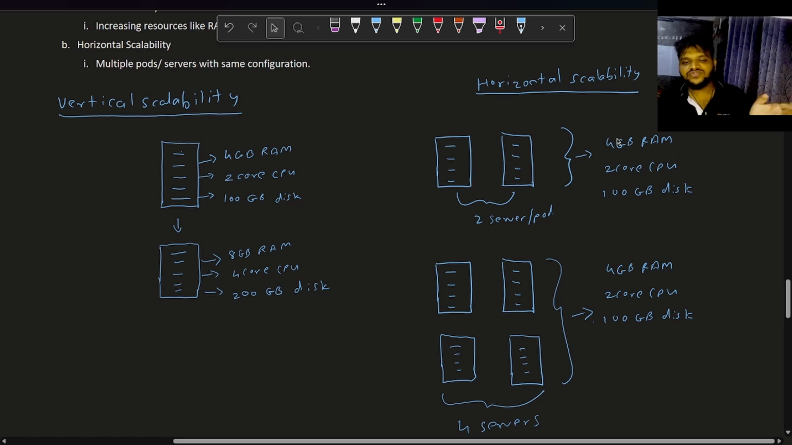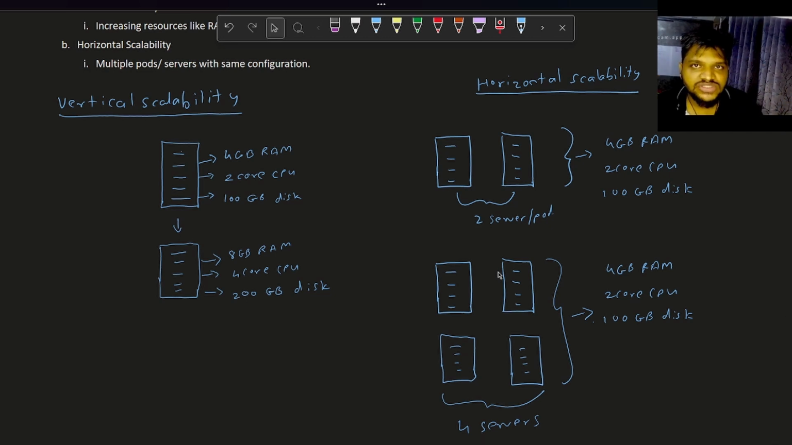Earlier, if two servers had 4 GB, now four servers have 8 GB, which is equivalent to this. But what I have done is kept the resources in every single server the same, and just scaled the servers. Now, why is this horizontal scaling required?